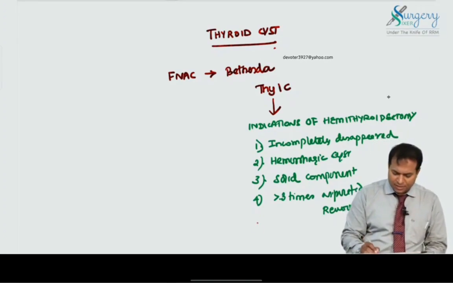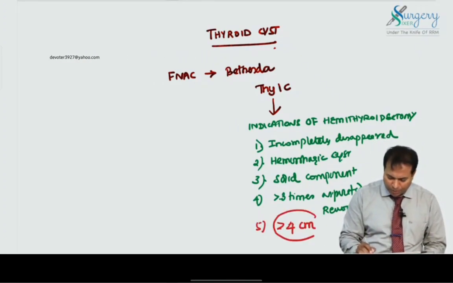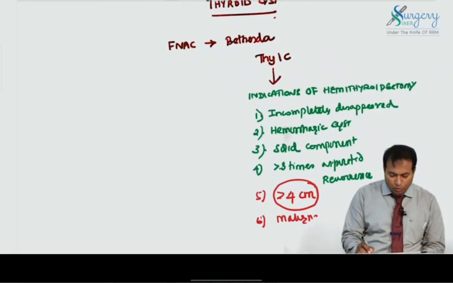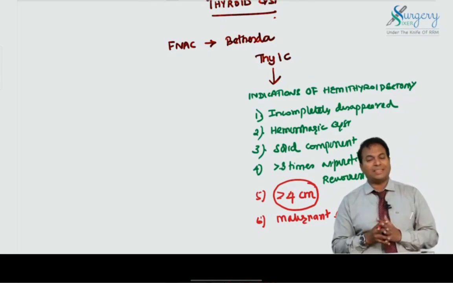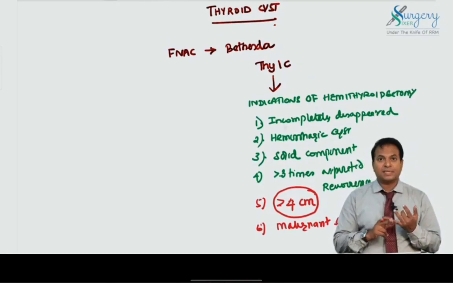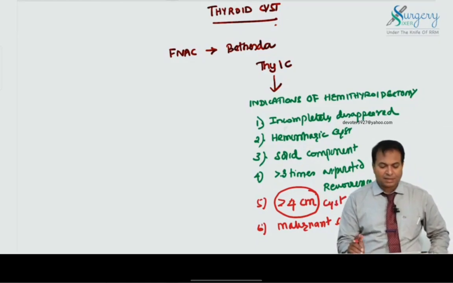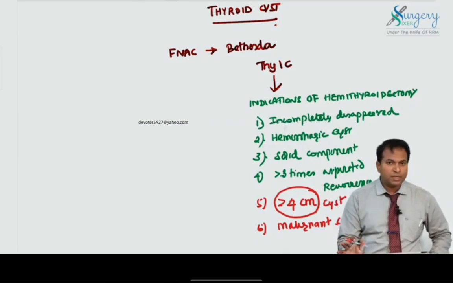And if the cyst is very big, more than 4 cm, we can directly go for hemithyroidectomy. Or if the cyst report comes as presence of malignant cells, we have to go for surgery. So when all should you go for hemithyroidectomy in a thyroid cyst? Incompletely disappeared cyst, hemorrhagic cyst, solid component, 3 times aspirated going for recurrence, more than 4 cm cyst, or malignant cells present. So these are the benign topics I want you to remember.